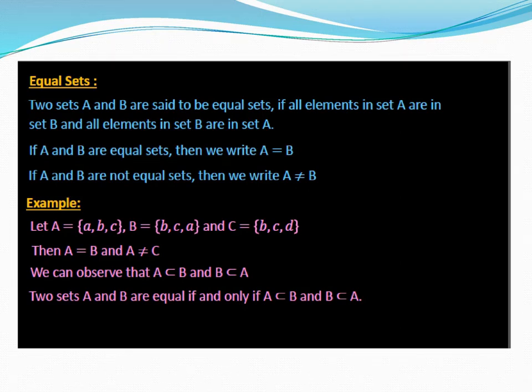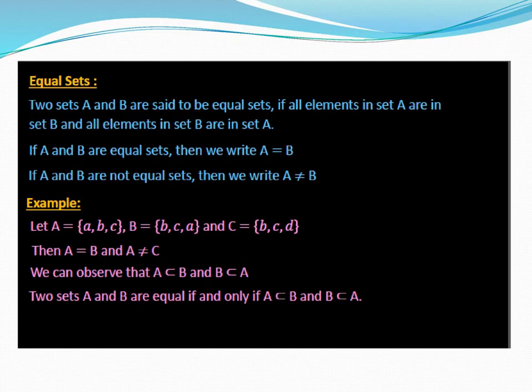Suppose we take one example. A equals the set of elements a, b, c. B equals the set of elements b, c, a. And C equals b, c, d. Here A equals B, which means set A has elements a, b, c and the elements present in B are also a, b, c. The order is changed but the elements are the same. So we can write A equals B, but A is not equal to C because the elements of A are not all present in set C, and the elements in set C are not present in set A. Then we will write A is not equal to C.